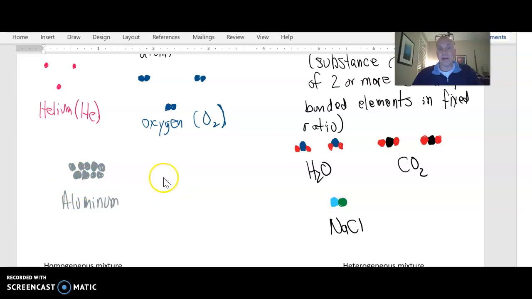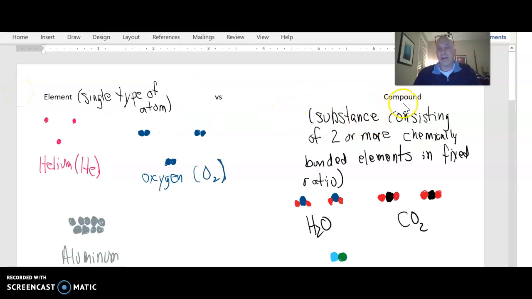Another type of element that would be a solid would be carbon. Carbon gets a little complicated because it comes in a couple of different forms. A diamond is one example of pure elemental carbon. Coal is also pure carbon. Graphite, the material that makes up your pencil lead, is pure carbon. So again, elements are things that are only one single type of element.